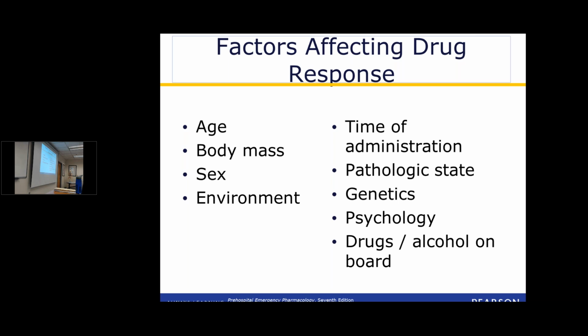Sex, not the act of, but sex in terms of gender. Why is there a difference between male and female as far as drugs go?